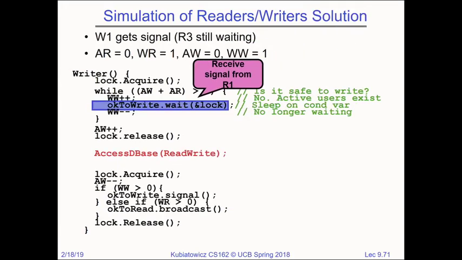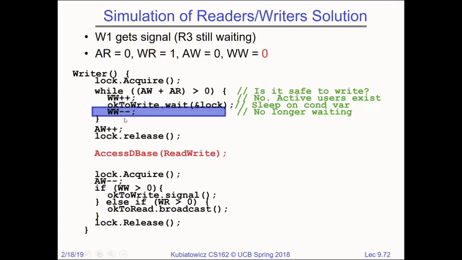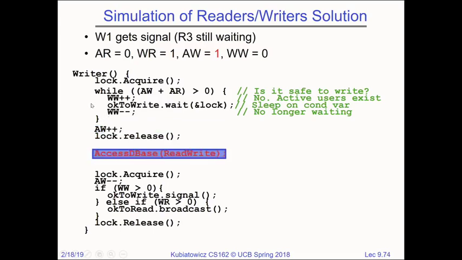So, signal. At that point, this guy is going to wake up, come out, decrement the number of waiting writers, go back and check the while, which is now going to be fine. I should have put more simulation in there, but this gets a little old after a while. I'm going to increment the number of active writers, release the lock, and now W1 is busy accessing the database, and R3 is sleeping on the condition variable.